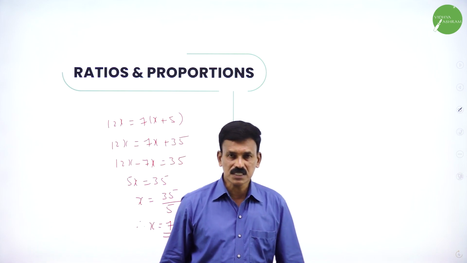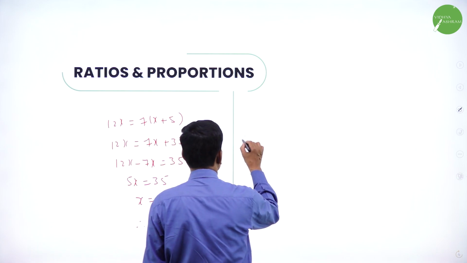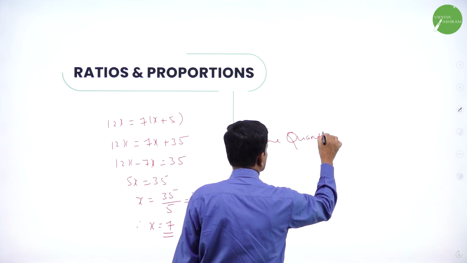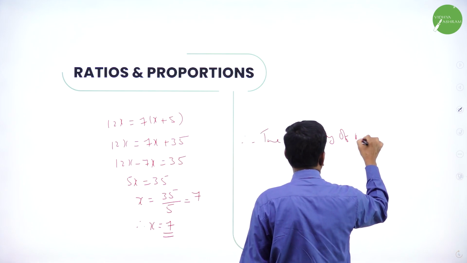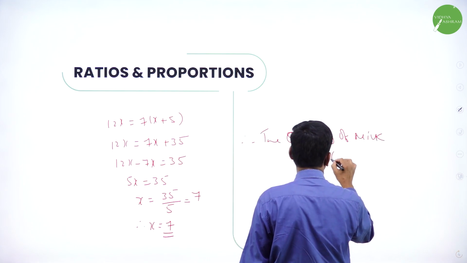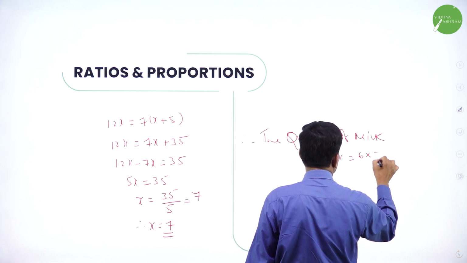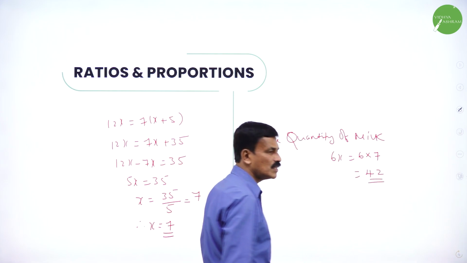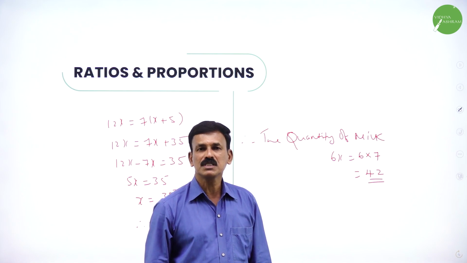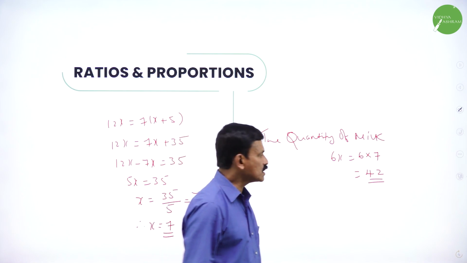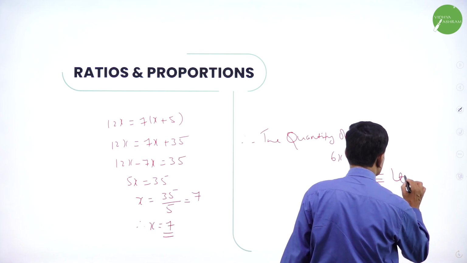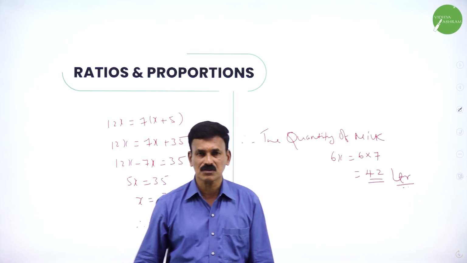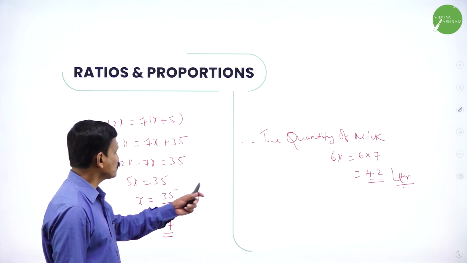Right. So therefore, what is the quantity of milk we have taken? 6x, that is 6 into 7, which is equal to 42. That's all. The quantity of milk is 42, and here the unit is liters, so 42 liters. That's it. Very simple problem.